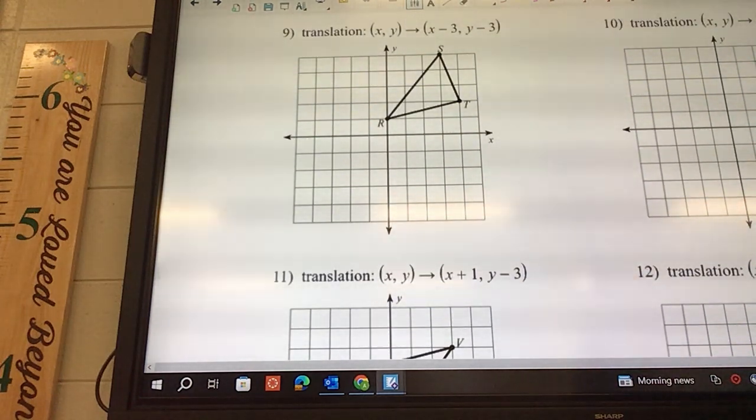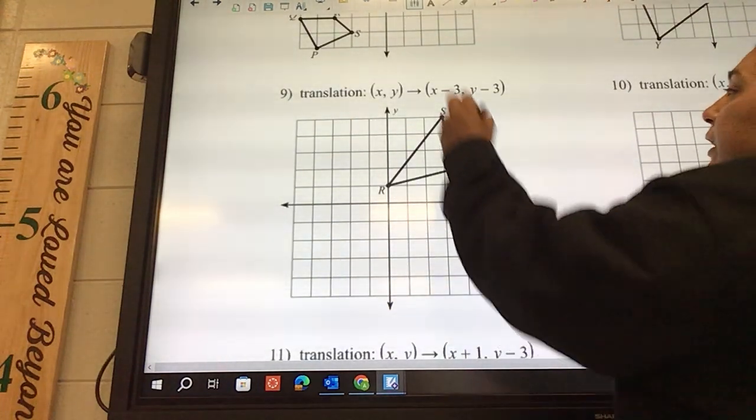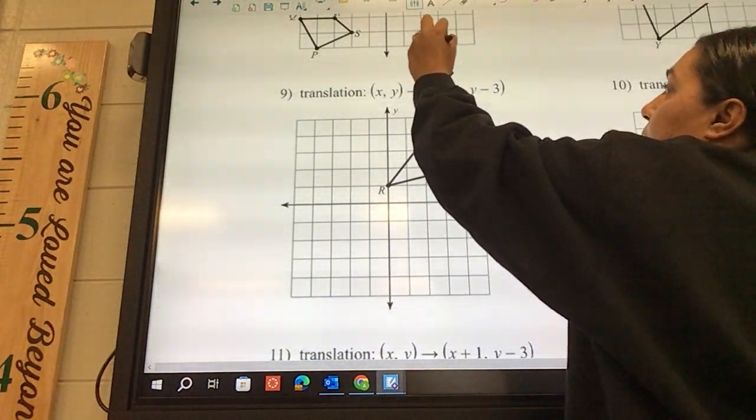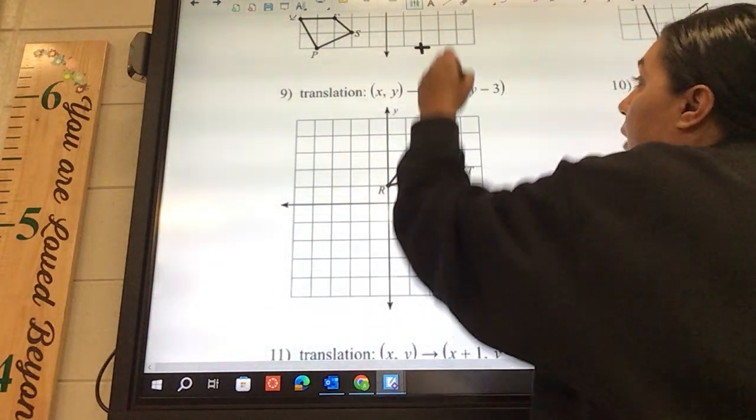Okay, these for the translation, if you recall, for the x here, if it's a plus, it's going to the right.